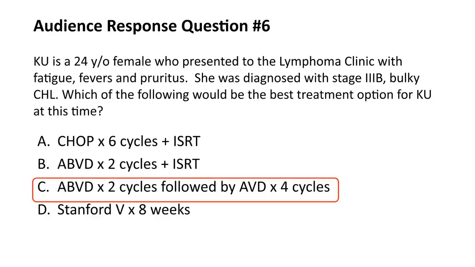So of the choices that I gave you here, the most appropriate one is ABVD times 2 cycles followed by AVD for 4 cycles, or answer C. Hopefully you recognize that CHOP is not an appropriate regimen for Hodgkin's, and likewise, Stanford 5 has really fallen out of favor in the past couple of years. Answer B is not appropriate because the patient has stage 3B bulky disease, so she may or may not be a candidate for radiation, but 2 cycles of chemotherapy only is not appropriate for stage 3B.